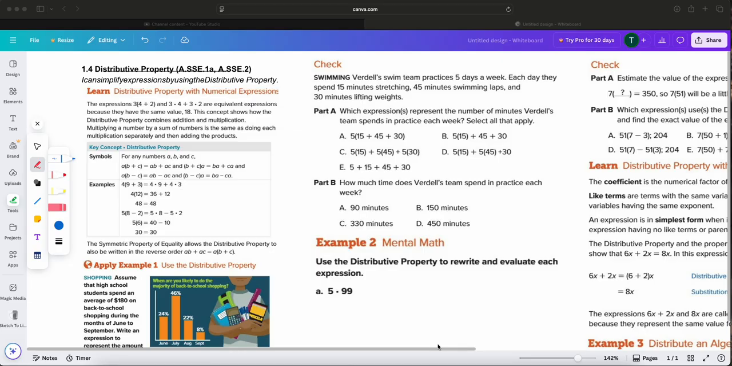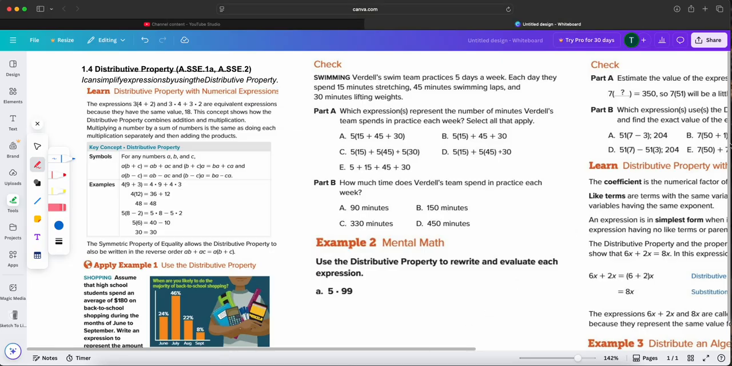Multiplying a number by the sum of numbers is the same as doing each multiplication separately and then adding the products. So they kind of show it here, where if we take a times (b + c), it's the same as taking a times b plus a times c. And then it's the same with subtraction. If I have a times (b − c), it's the same thing as taking a times b minus a times c. So they showed a few examples there with some numbers, but we're just going to go ahead and jump right into some examples.